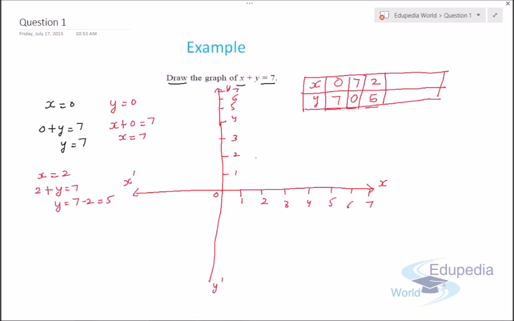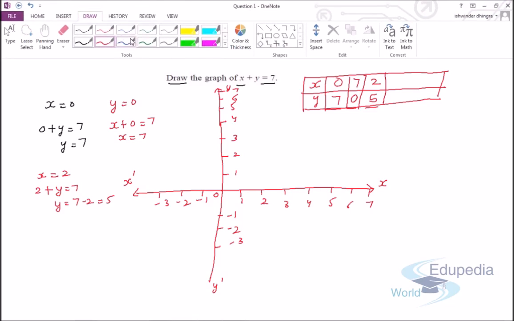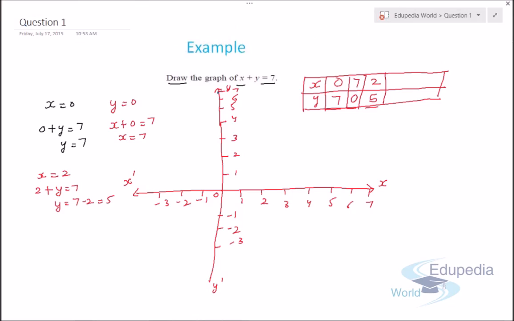Now since we have all positive values, it will not matter if we do not mark the negative values. So what we'll do is mark this as minus 1, minus 2 and minus 3, and we'll mark this as minus 1, minus 2 and minus 3. Now our first value is x as 0 and y as 7. So the value will come out to be this one. So this will be the value, since we have x as 0 and y as 7.